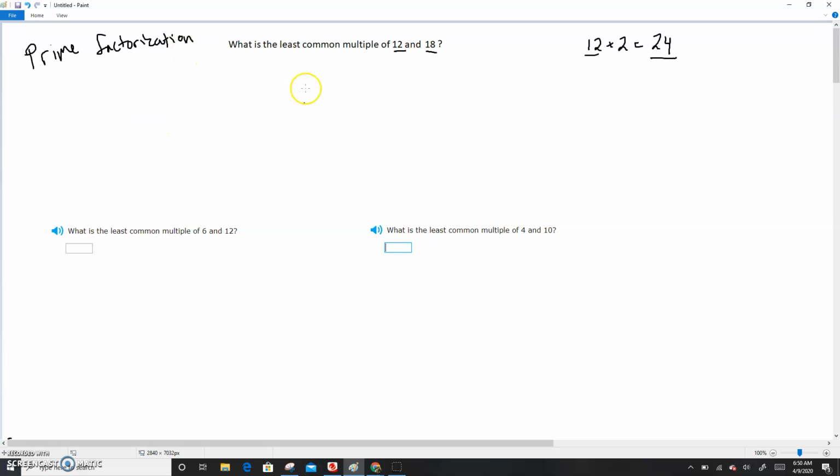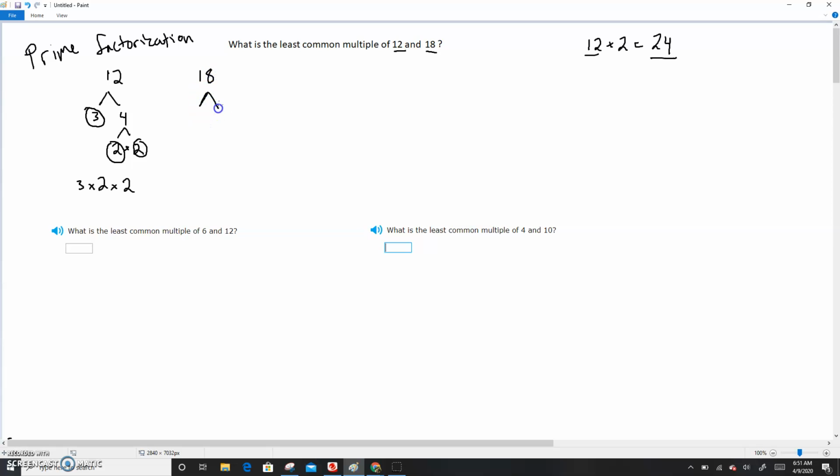Let's start with 12. I know that 12 is 3 times 4. 3 is a prime number, so I'm going to circle it. And 4 is just 2 times 2. These are prime. And so our prime factorization of 12 is 3 times 2 times 2.